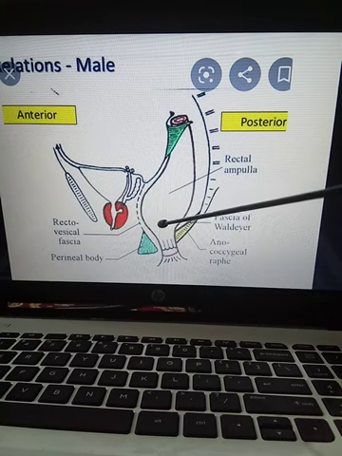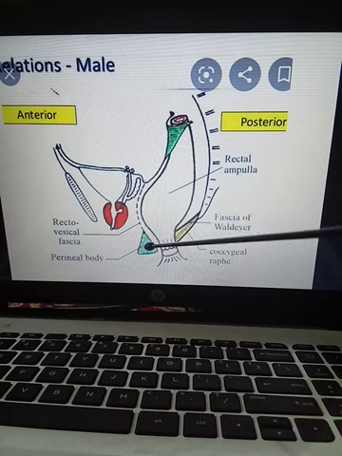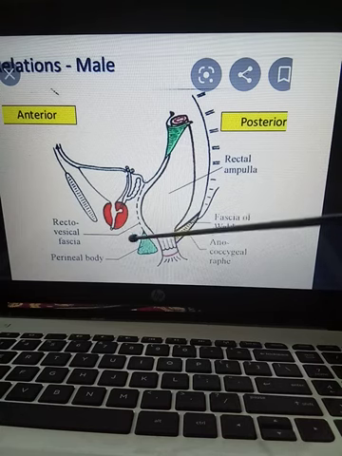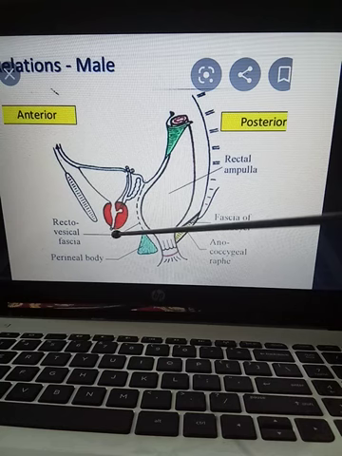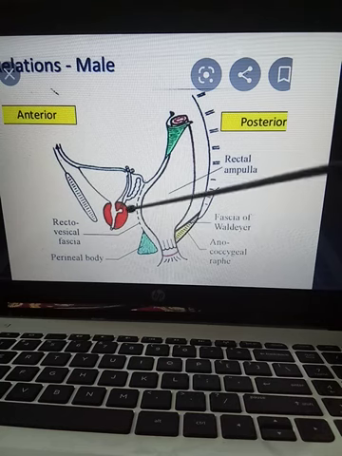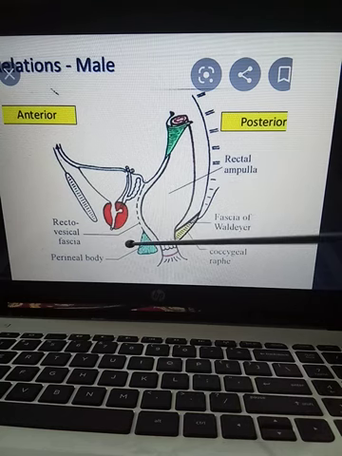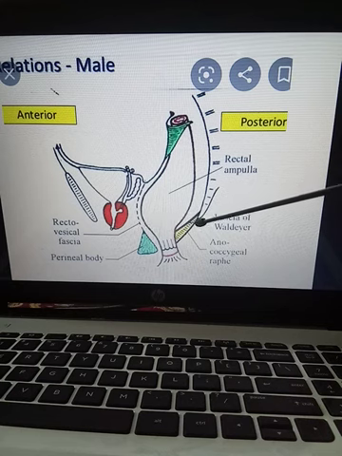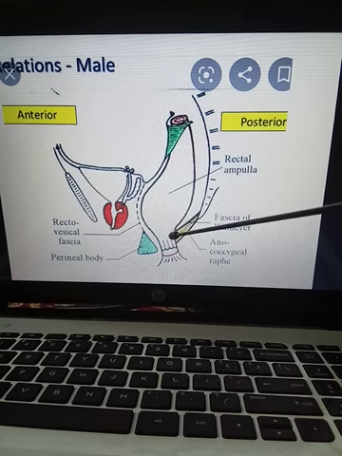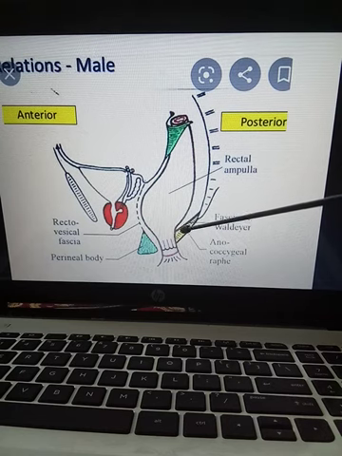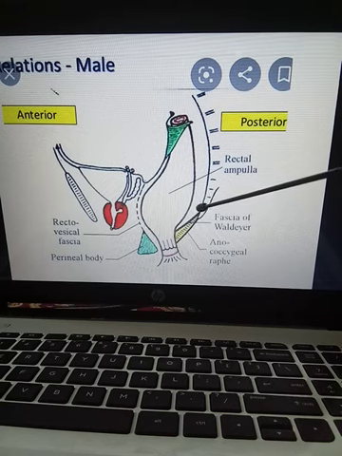So the anterior relations in both the sexes, you have the perineal body, and in case of males you have the urethra, in case of females you have the vagina. Posteriorly you have the coccyx and the anococcygeal ligament. The ligament between the anus and the coccyx is the anococcygeal ligament.